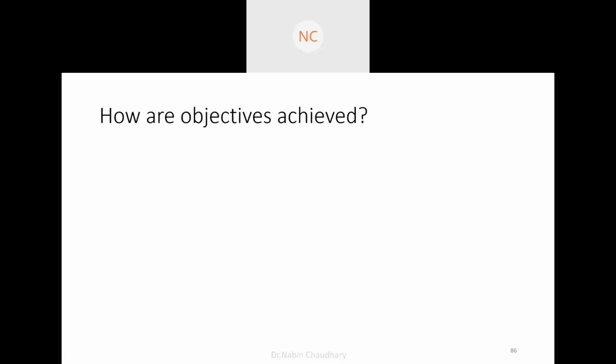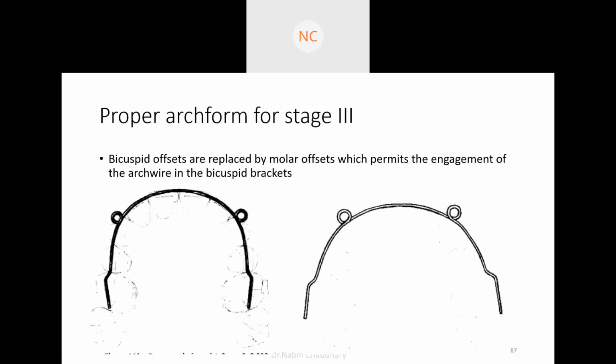So in order to achieve the axial inclination, different types of torquing auxiliaries are used. Before that, the proper arch form of stage 3 is created. That is, the offset is given distal to the molar area, so that the engagement in the premolar bracket can be done.